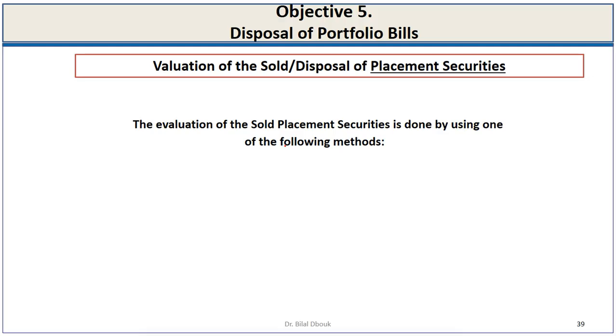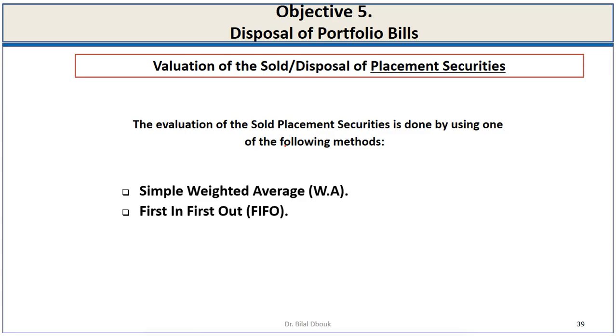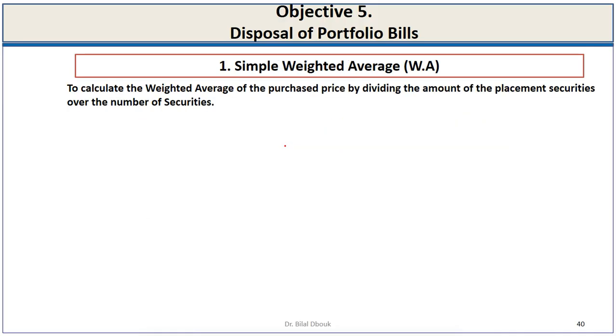Regarding the sale or disposal of placement securities, the evaluation is done by one of the following methods. We have to calculate the cost of these securities based on the simple weighted average cost method or the first in first out method, FIFO.